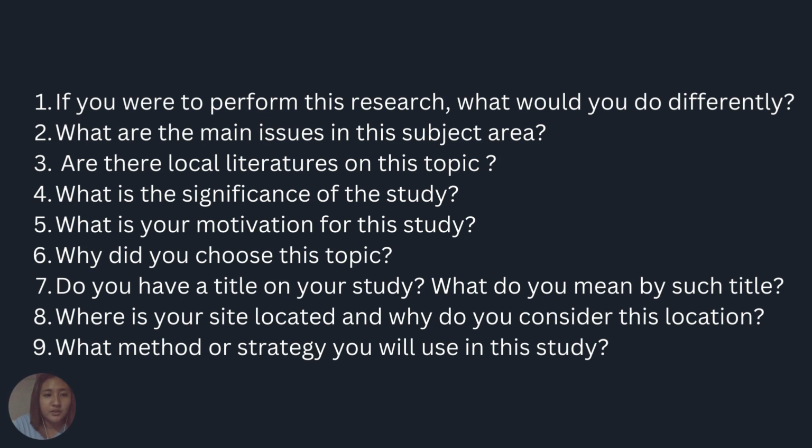What are the main issues in this subject area? Philippines is one of the countries in Southeast Asia that is prone to typhoon, earthquake, volcanic eruption, and other calamities. And it is known that these natural disasters already cause thousands of people to die. That's why there should be a preparedness and a safe place to go in times of emergency.